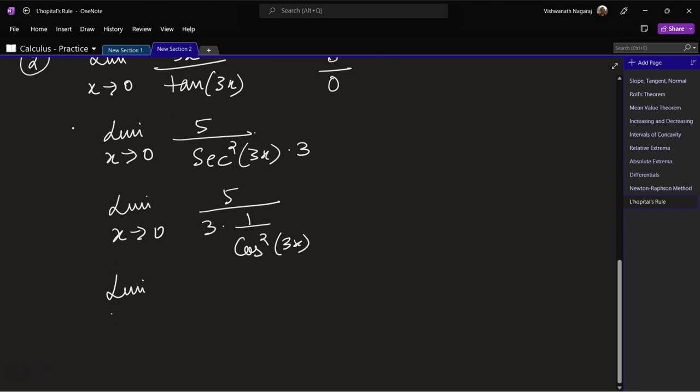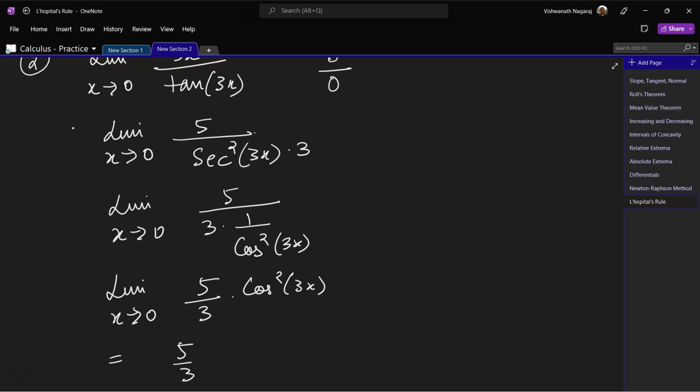Now see what happens. We get the limit as x approaches 0 of 5 by 3 times cos square 3x. Now when we actually take the limit, substituting 0 for 3x, we get cos square 0. Cos 0 is 1, so times 1, which is 5 by 3. This is the limit.